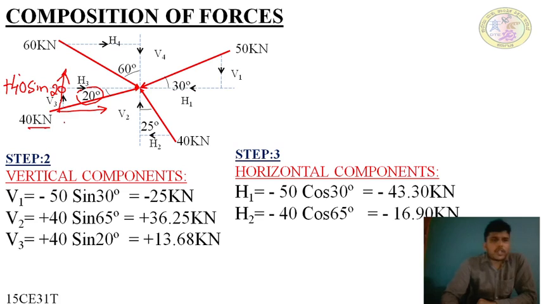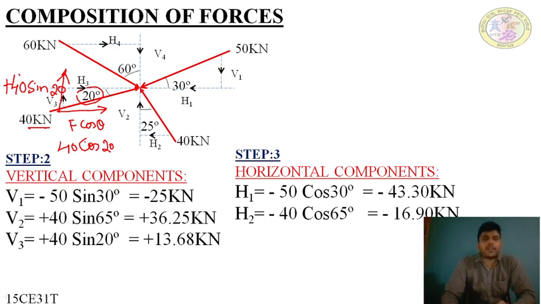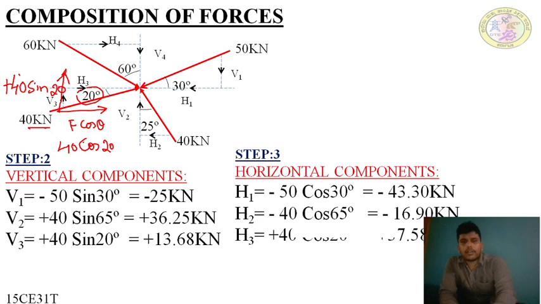Next, the horizontal component is F cos theta. Theta is with respect to the x axis, and F is 40 kilonewton. Cos of 20 degrees, so 40 cos 20. This is positive direction because it is moving to the right side. Plus 40 cos 20 degrees, which is equal to 37.58 kilonewton.